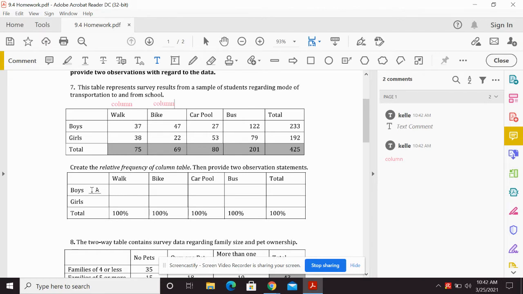So remember, relative frequency means percent. So we're going to turn these into percents. What is the percentage of boys that walk to school? So you're going to take 37 over... Of the people that walk, what percentage are boys? That's a better way to say it. So you have 37 over 75.